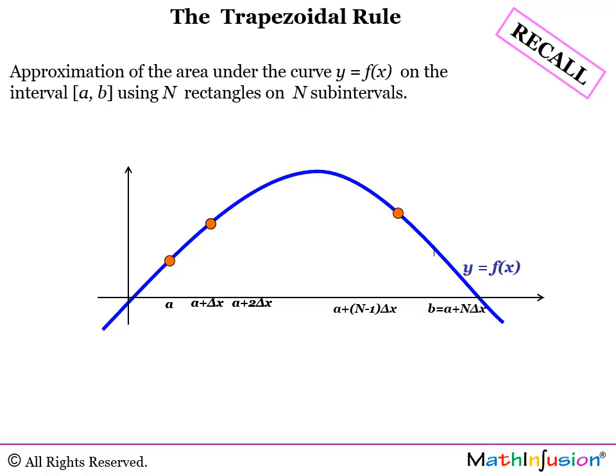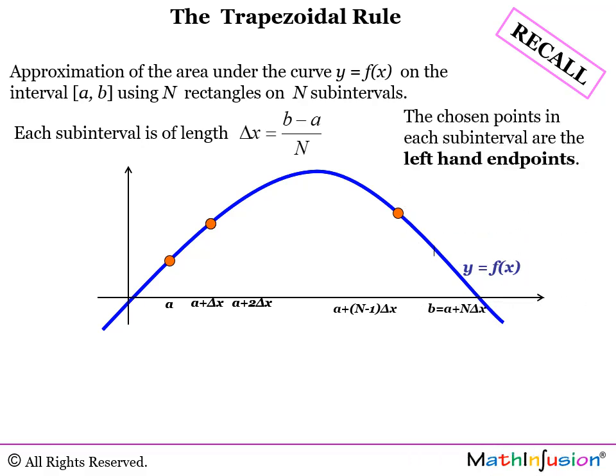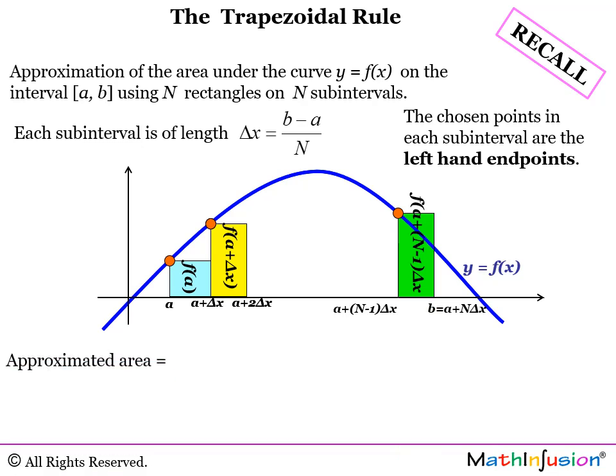Recall. Here is an approximation of the area under the graph y equals f(x) on the interval [a, b] using n subintervals. The length of each subinterval is delta x, which is also (b minus a) over n. Let's choose the points in each subinterval for the height to be the left-hand endpoints. We get this one for the first, and here is the second, and here is the last one.